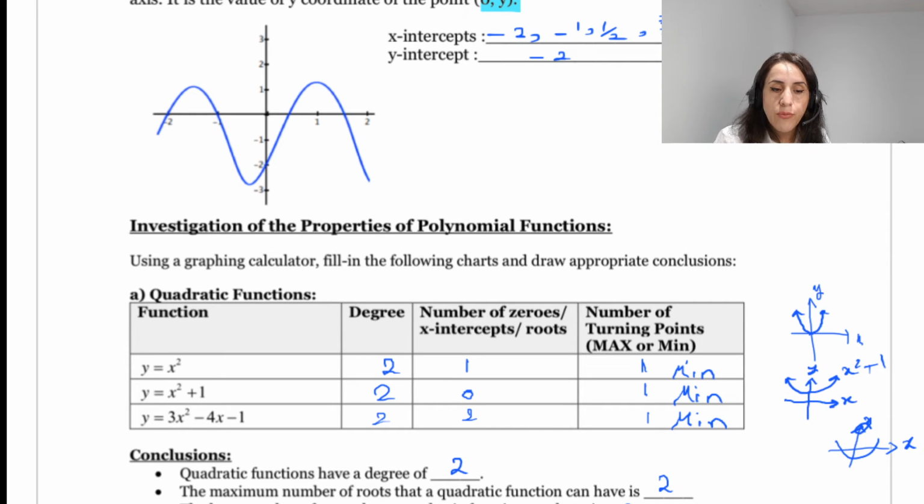And the maximum number of turning points, maximum or minimum, that it can have is just 1. I can have just 1 maximum or 1 minimum. I cannot have more than this.